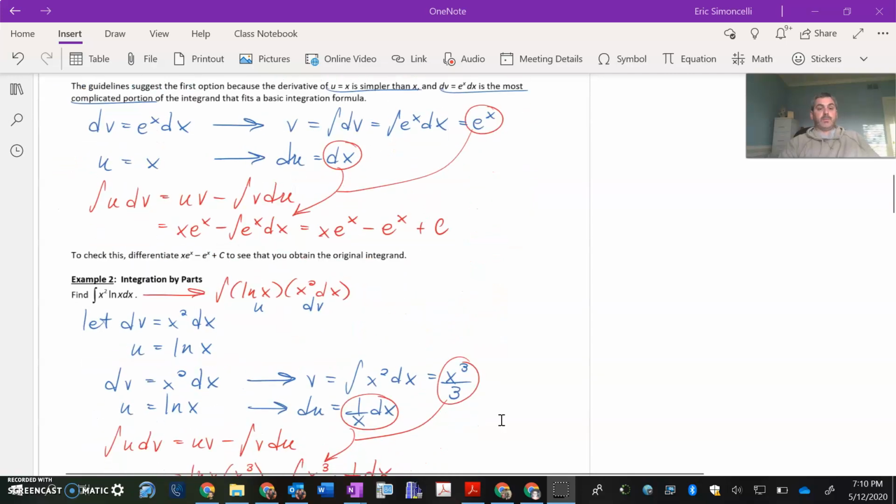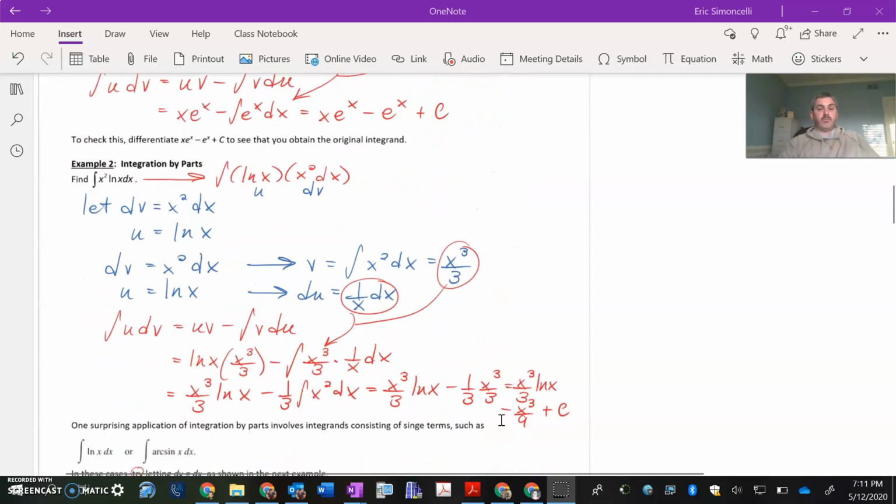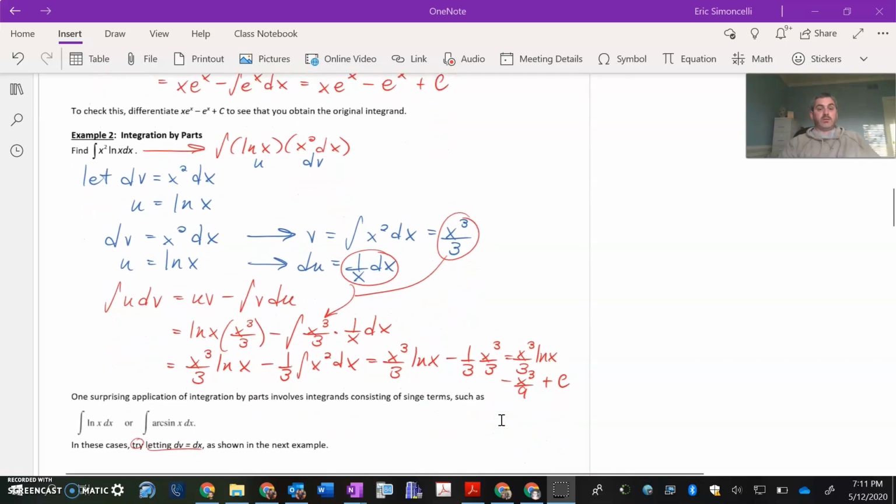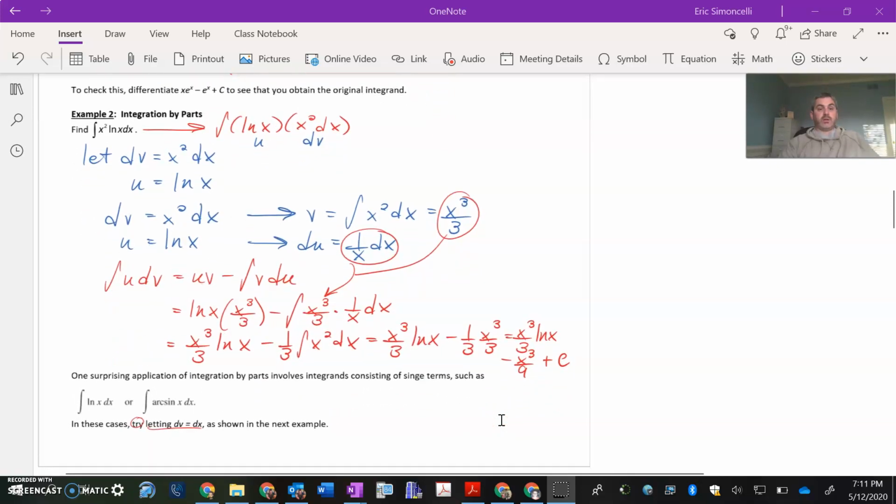Example 2. So moving on, find the integral of x squared natural log x dx. Again, we're going to be doing this by parts. I went ahead and assigned u as natural log of x, while dv is x squared dx.